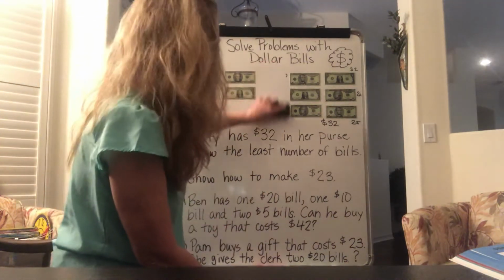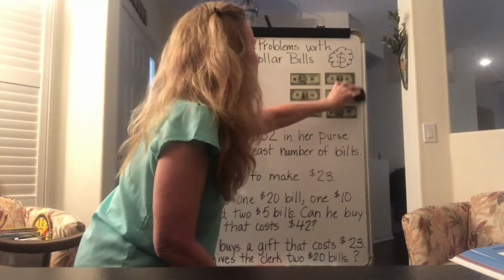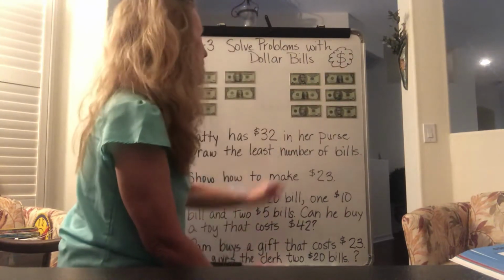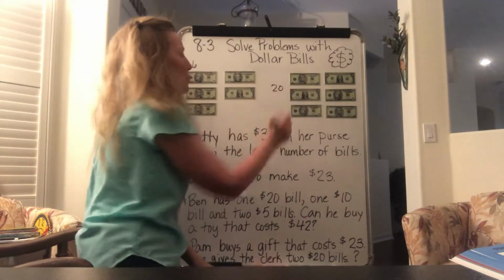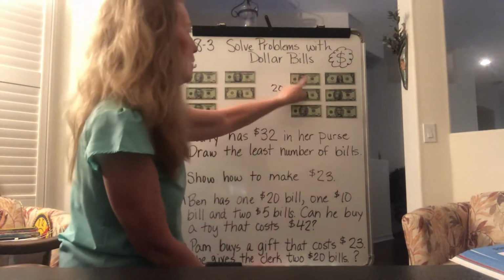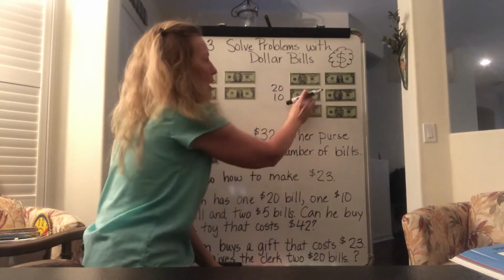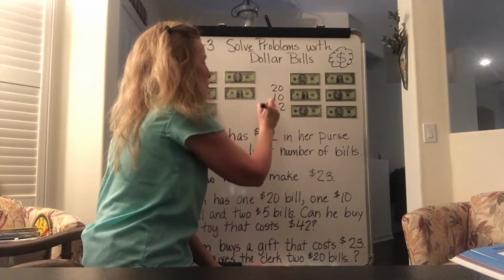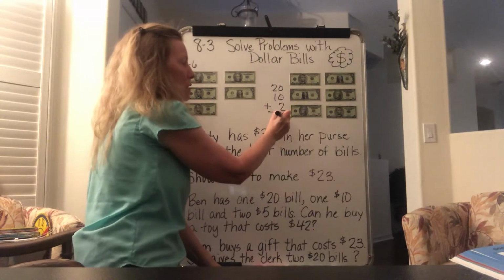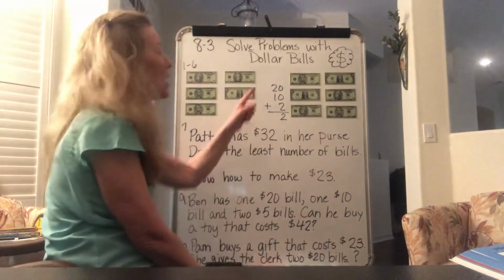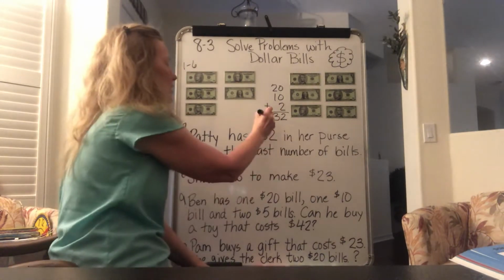Now I'm going to show you another way. All right, so I don't have any 20s, but I have 2 10s. So 2 10s makes 20. And then I have 2 5s. 2 5s makes 10. And I have 2 1s. 2 1s makes 2. So 0 plus 0 plus 2 makes, that's right, 2. And 2 plus 1 makes 3. And that's $32.